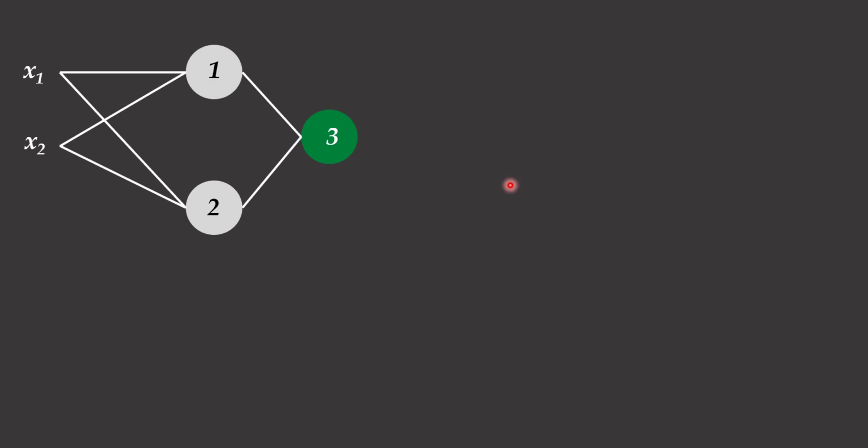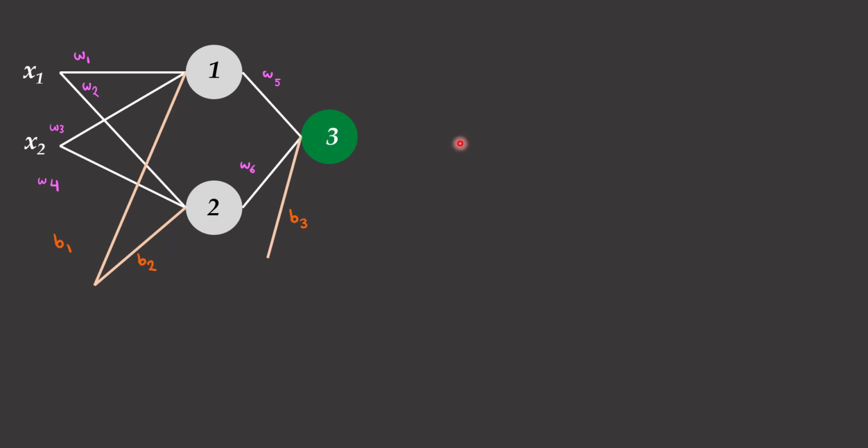So let's take this example. As you can see, we have two inputs, x1 and x2, and we have two neurons in the hidden layer, and also an output layer. And as you know, each of these connections has some weights. And remember that we have the biases as well. So these are the weights W1, W2, W3, W4, W5, and W6. And these are the biases, bias 1, bias 2, and bias 3.